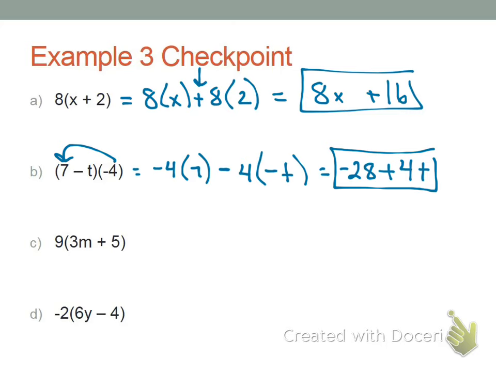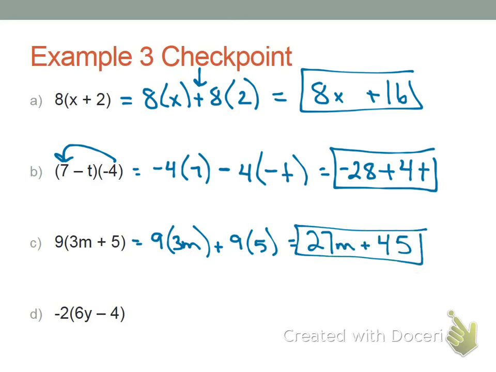All right, now, equivalent expression, 9 times 3m plus 9 times 5 equals what? 27m plus 45. Who got that one right? Awesome. Very good. Very good.